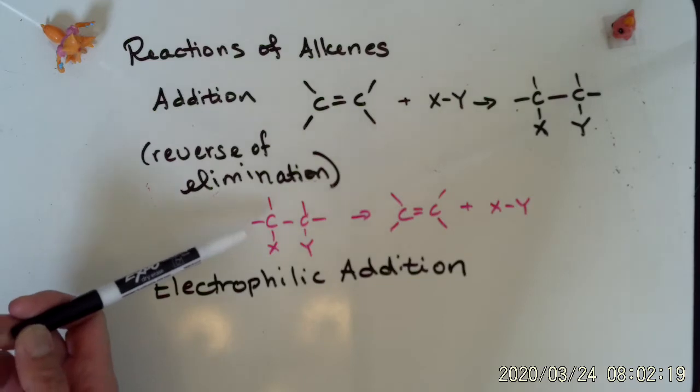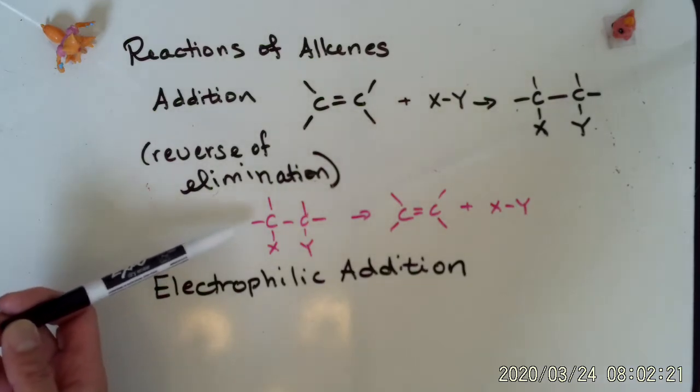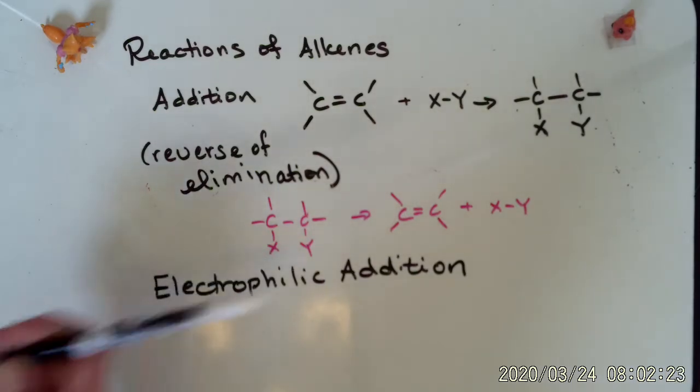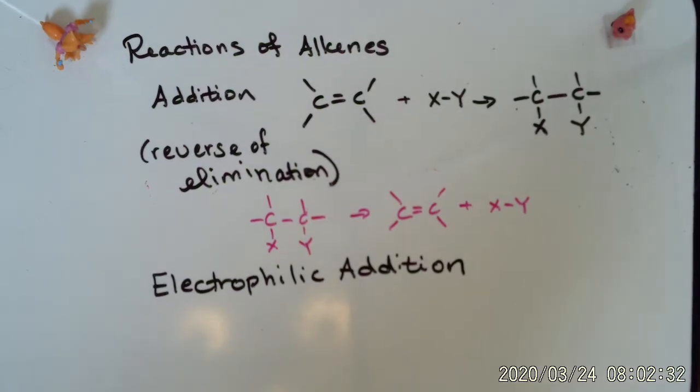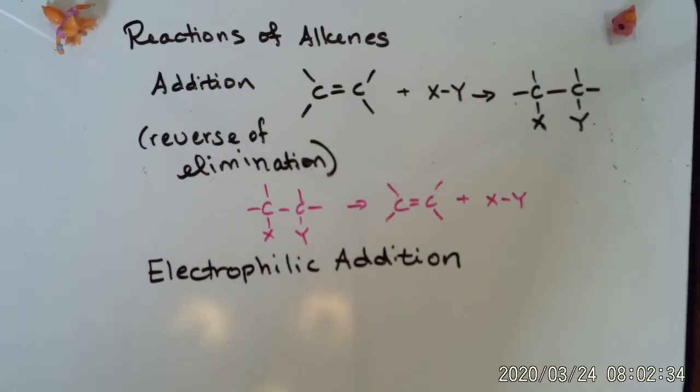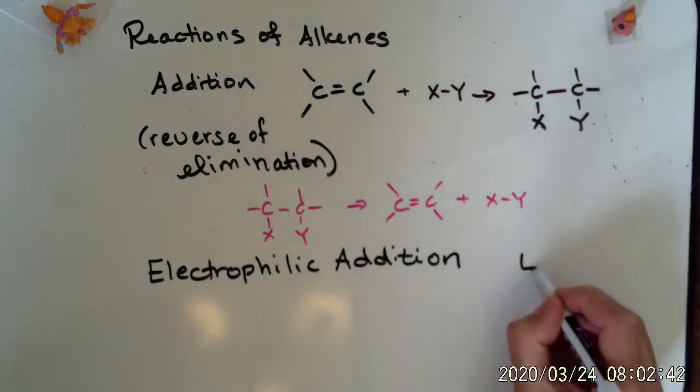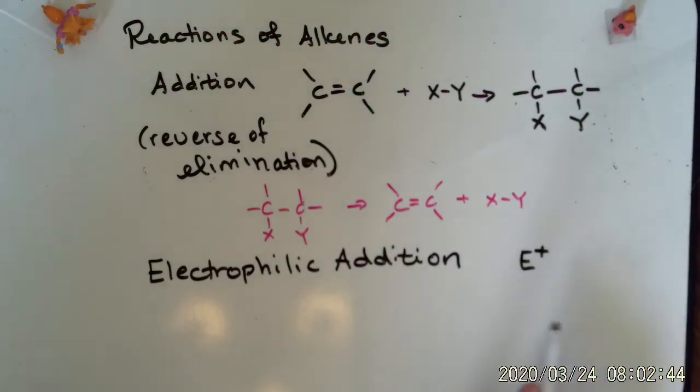So in pink, if I have a compound that's got an X group and a Y group on here, then an elimination is removing XY and forming the alkene. In particular, the largest group of types of reactions in the addition category for alkenes is electrophilic addition. So essentially, what does that mean? We have an electrophile. It means that it loves electrons.